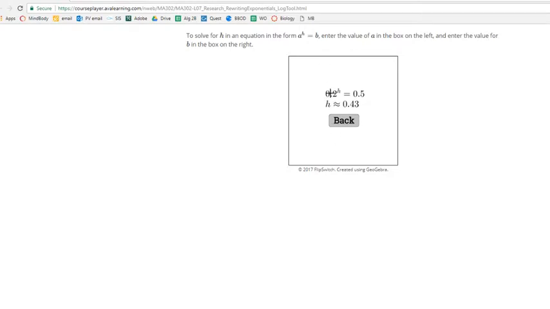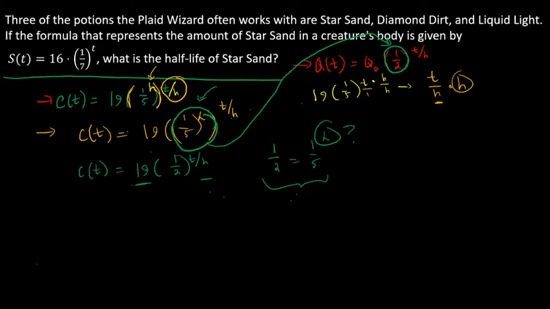So you can see that it's re-representing it here, 0.2, which is equal to 1/5, to the h is equal to 1/2, or 0.5, and they approximate h to be about 0.43. Okay, and that's going to be my answer, 0.43. So h is about 0.43.